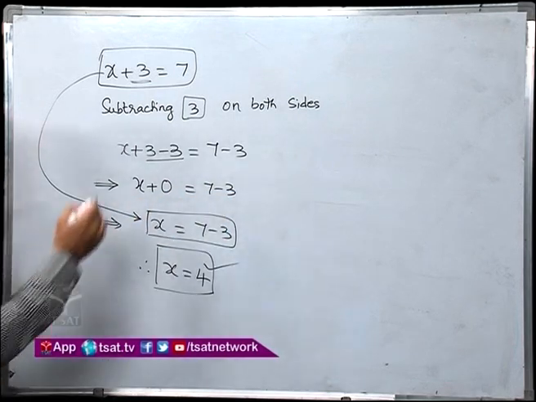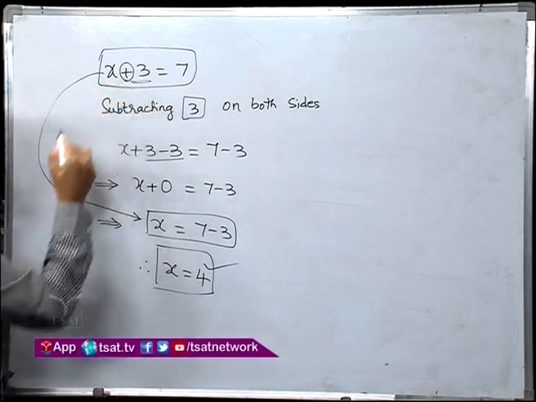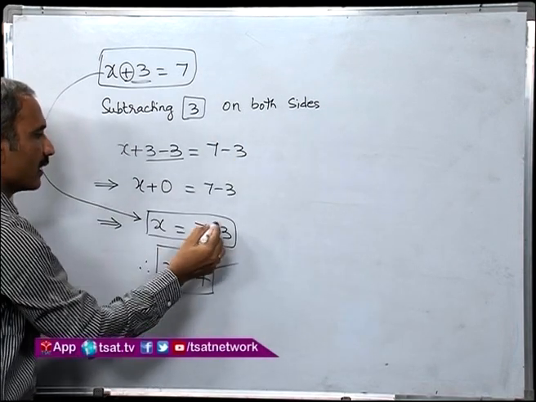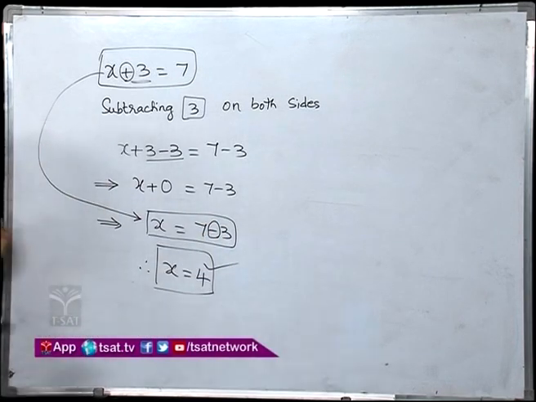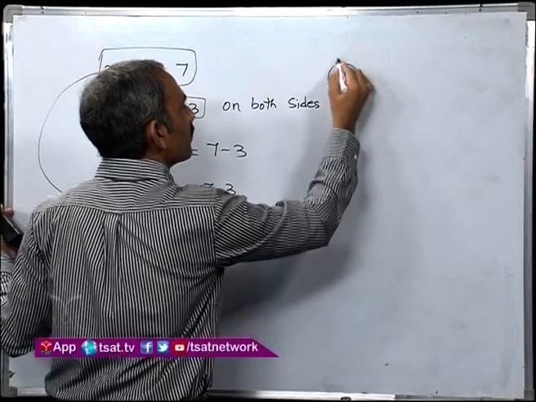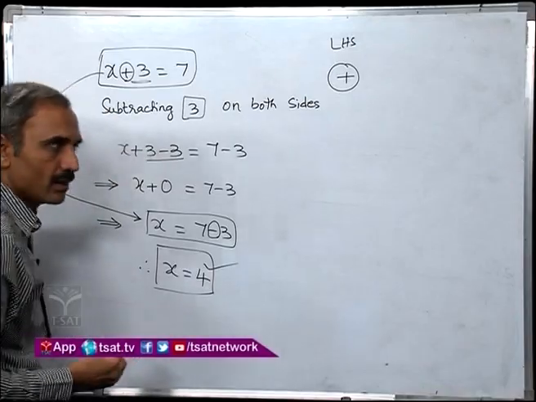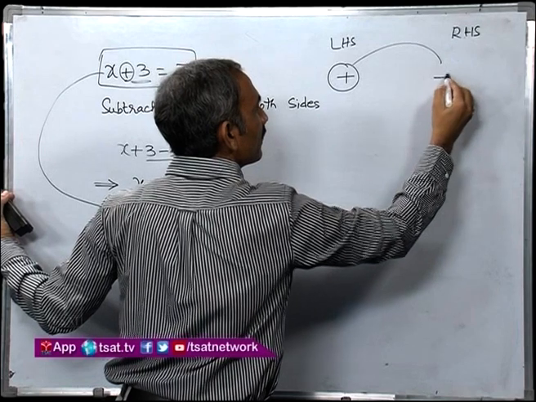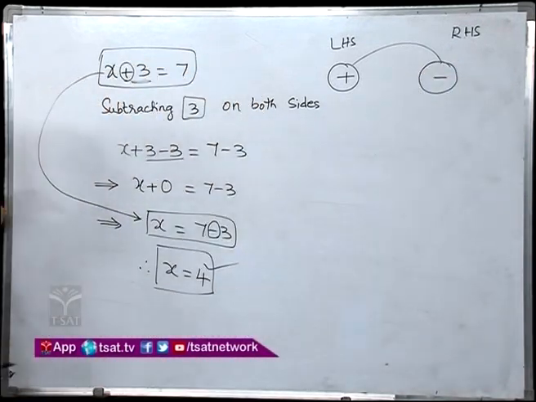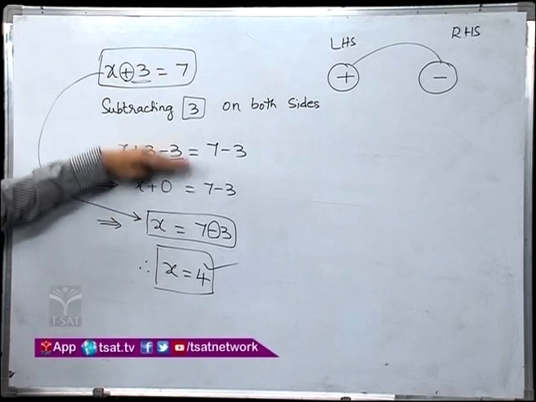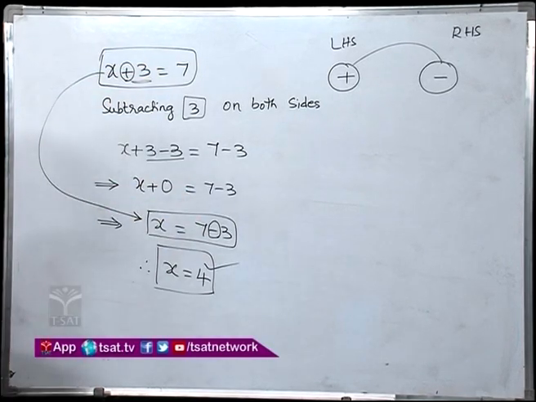So what happened? In the LHS it has the plus sign, plus symbol. When it is transposed to RHS, it attains minus sign. That means when a positive quantity which is in LHS is transposed to RHS, then it will become minus. It will become minus. If you know this, then without writing all these steps, you can directly find this step.